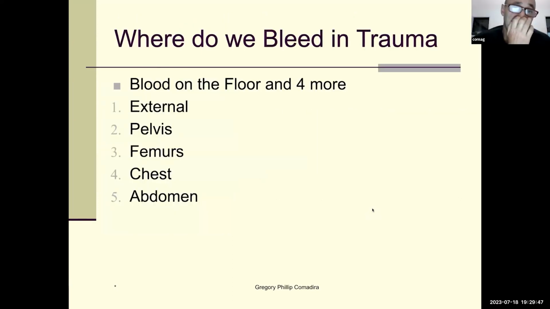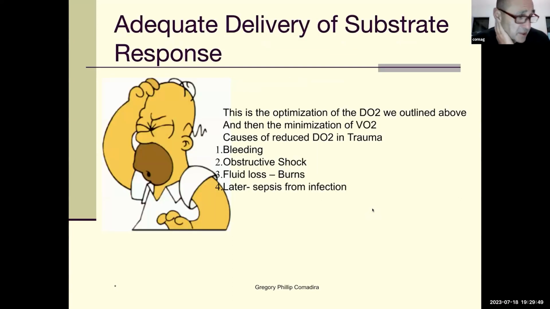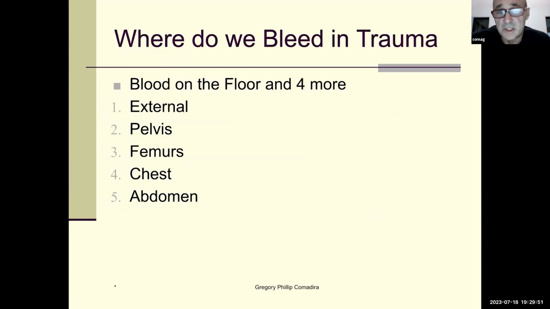There we are. However, because we are surgeons, and trauma is pattern recognition, that's where you bleed from. So blood on the floor and 4 more. External is blood on the floor, obviously. Pelvis is the hidden one. Femurs, you have one closed femur, it's about a litre and a bit. Chest, you can lose anywhere up to 1.5 litres for a massive hemothorax. Abdomen, you can lose litres.